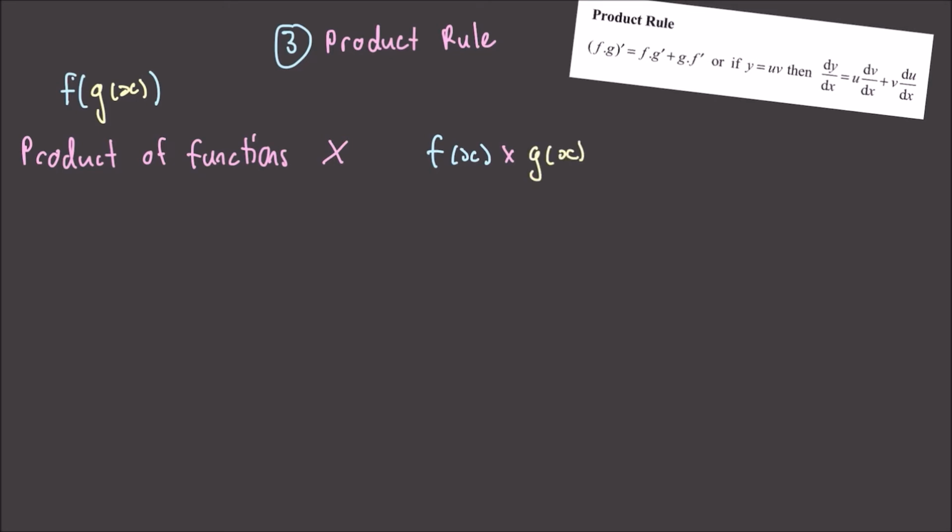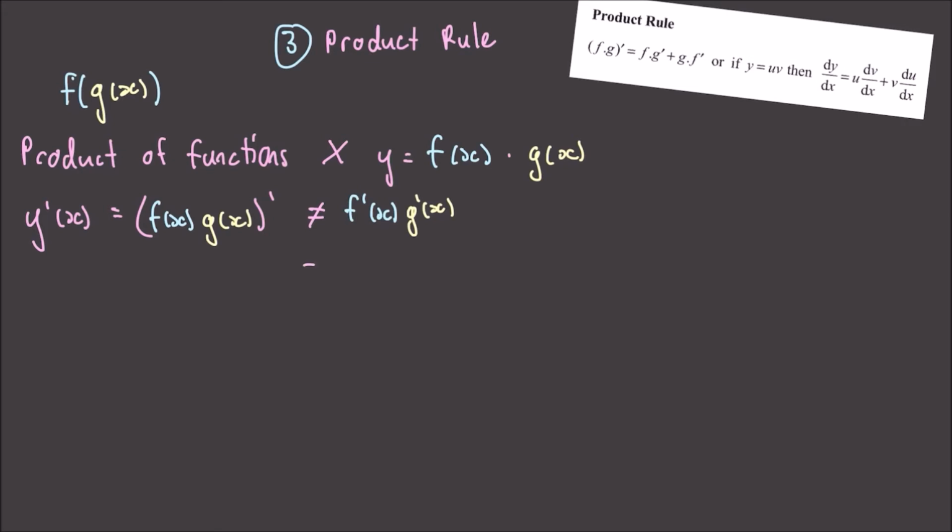So for example, f times g, and we won't use the times symbol, we'll use a dot instead, so we don't confuse it with x. So if y is a function of two separate bits times each other. So to differentiate this whole thing, this product, we cannot just differentiate each bit by itself. This does not work. Instead we have this. The derivative of f times g plus the derivative of g times f.